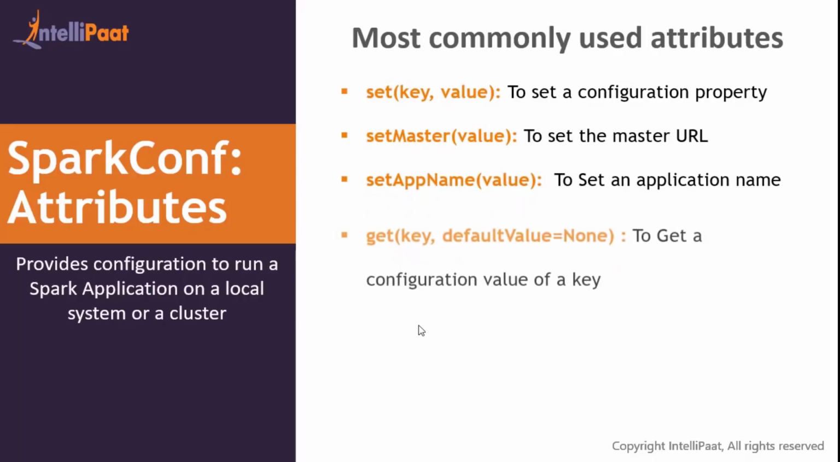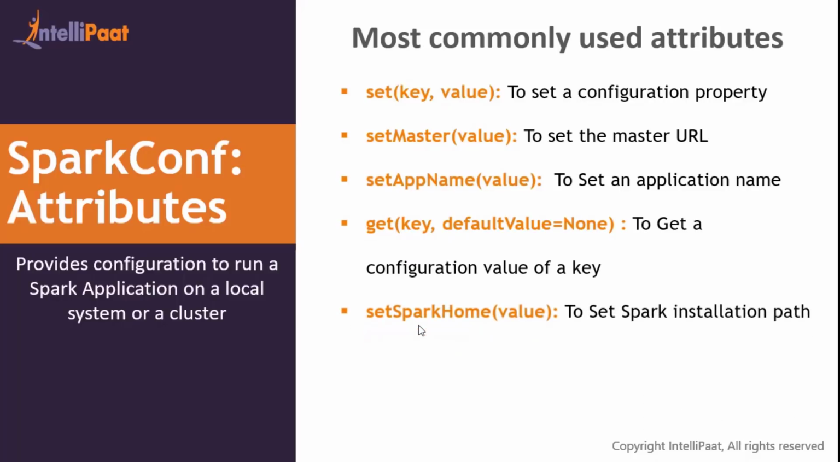So we have set, setMaster, setAppName, get, and setSparkHome. Set is used to set a configuration property. You specify two parameters over here, a key and a value. In setMaster, you specify the master URL. In setAppName, you set an application name. Finally, get is used to get the configuration value of a key, and setSparkHome is used to set the Spark installation path. Let me show you this with an example. This should make things easier for you to understand.